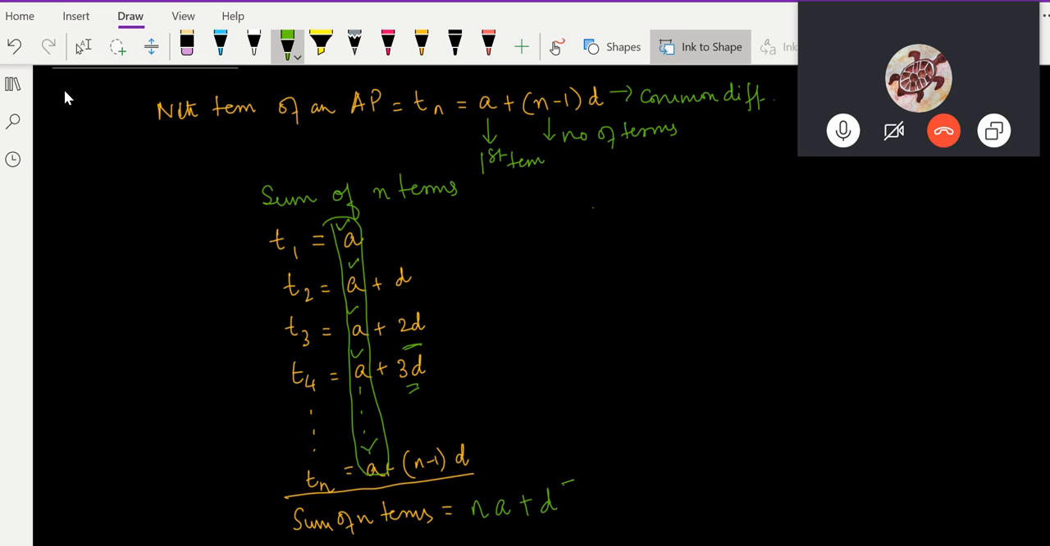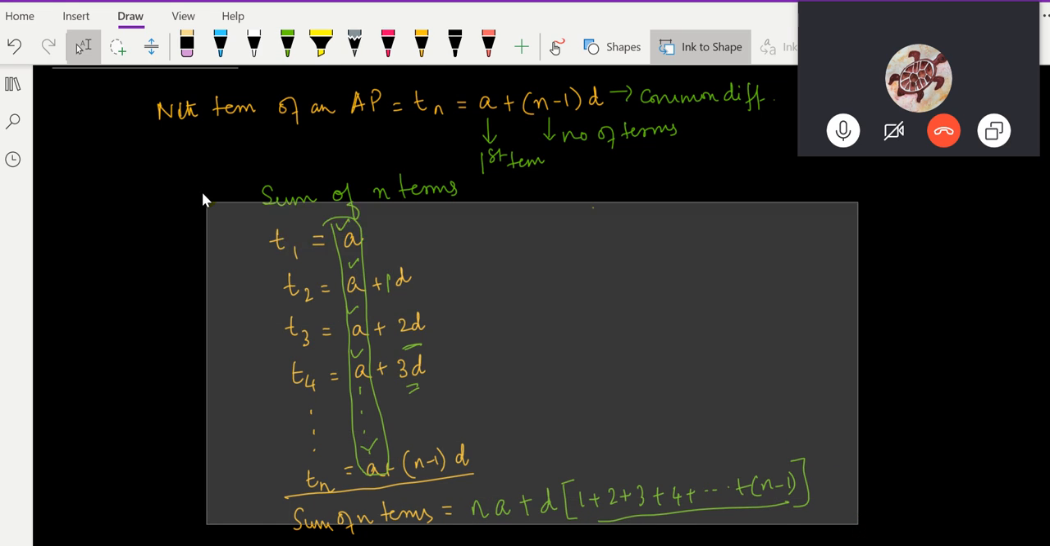And I can take D common, and then I will get 1, 2, 3, 4 up to n minus 1, right? So we have to know what is the value of this. Then we can find the sum of the n terms. Correct? So let us try and find the value of this one.